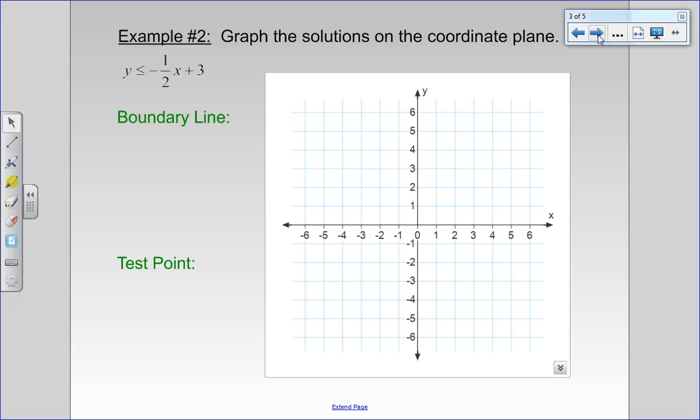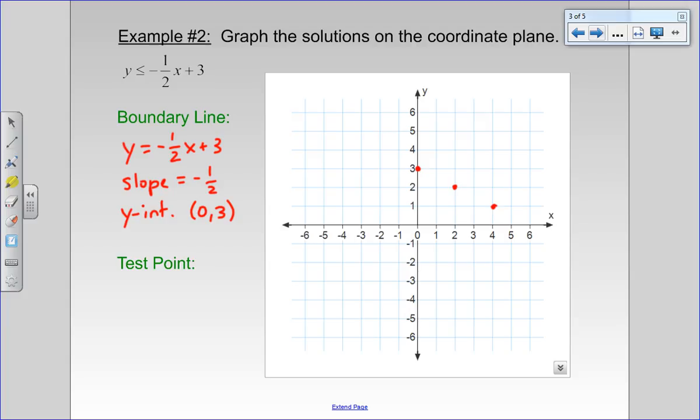Let's look at a second example. In this case, our inequality is y is less than or equal to negative 1/2 x plus 3. So the boundary line would be y equals negative 1/2 x plus 3. This is written in slope-intercept form, so we can see that the slope of this line is negative 1/2, and the y-intercept is the point 0, 3. So starting from that y-intercept of 0, 3, we can count down 1 and to the right 2 and find more points using the slope. And then we can connect those points to form the boundary line.